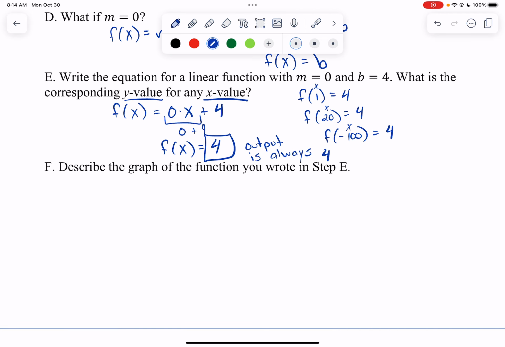Okay, well, to help me get a visual, I'm just going to graph it. It's not going to be a perfect graph. It doesn't say to graph it, it says to describe the graph, but I'm going to draw the graph to help me out.